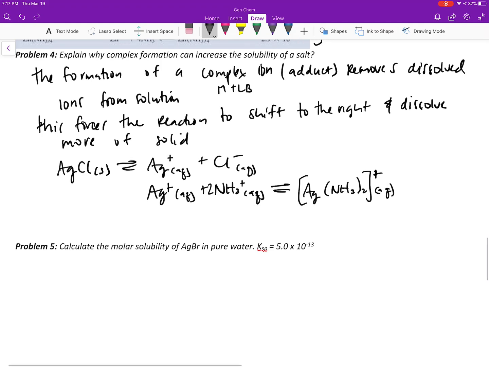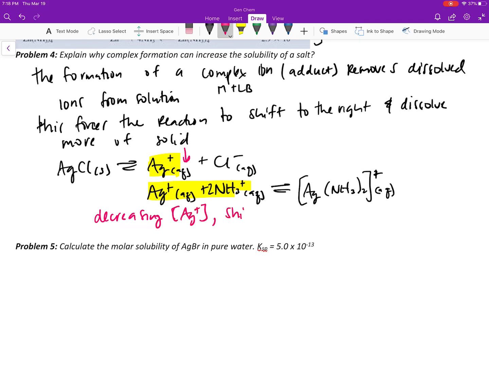So then you can see here that adding the ammonia decreases the amount of silver because it's decreasing the Ag+ concentration. The reaction is going to shift to the right to produce more and maintain the Ksp ratio of products and reactants. Okay, so that's how that works.